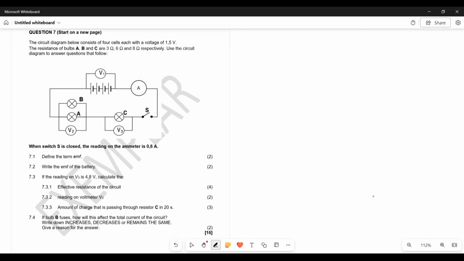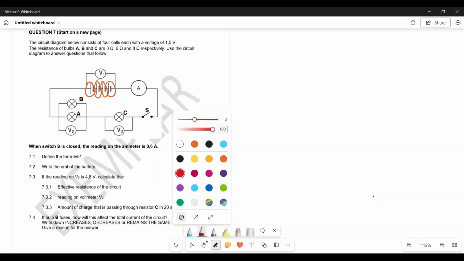Now, starting off with question 7, which is an electricity question, they said the circuit diagram below consists of 4 cells. Each has a voltage of 1.5. If I were to circle my cells, this would be the first, second, third, and my fourth cell. Now, each has a voltage of 1.5. Now, the resistance, so they gave us R. I need to make note of these values on my diagram, right?